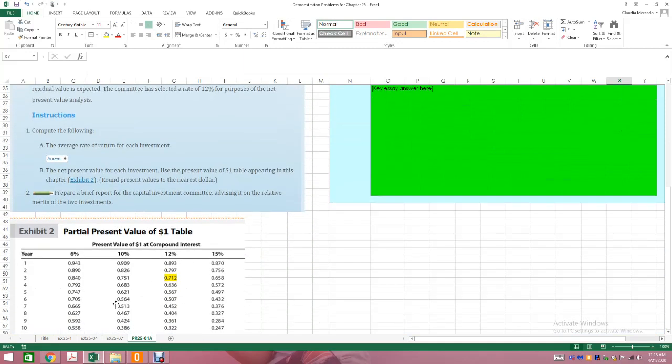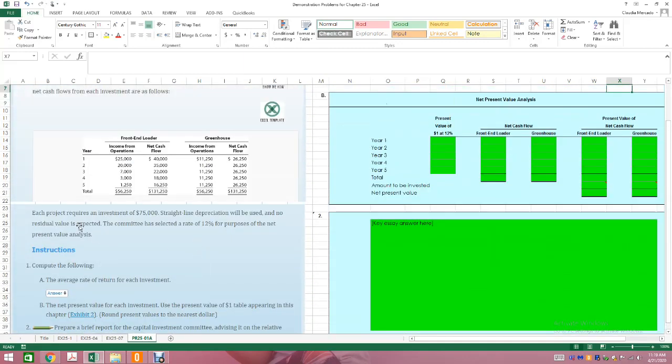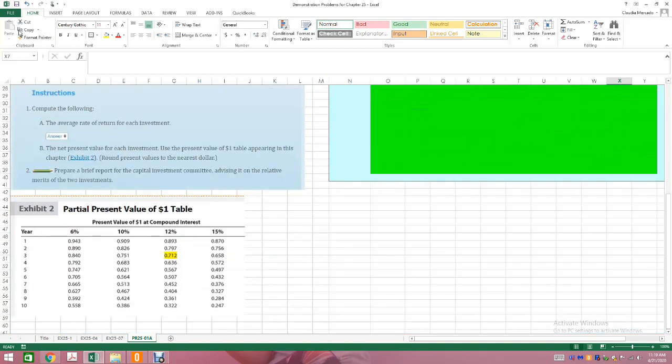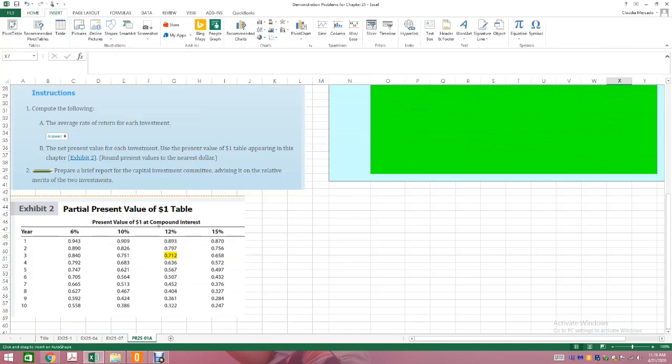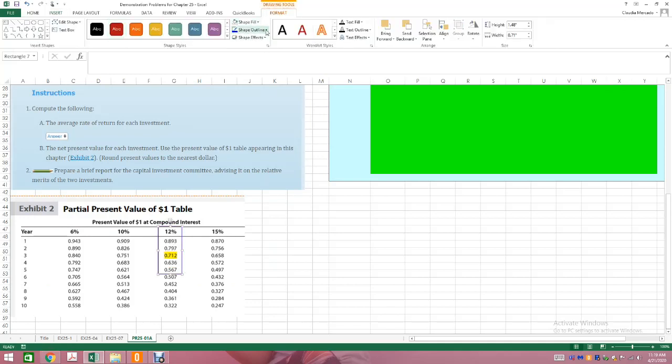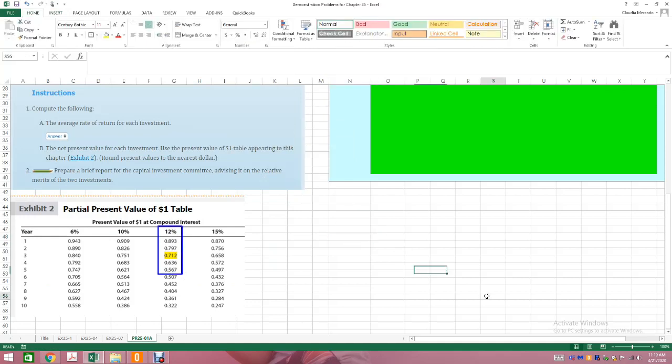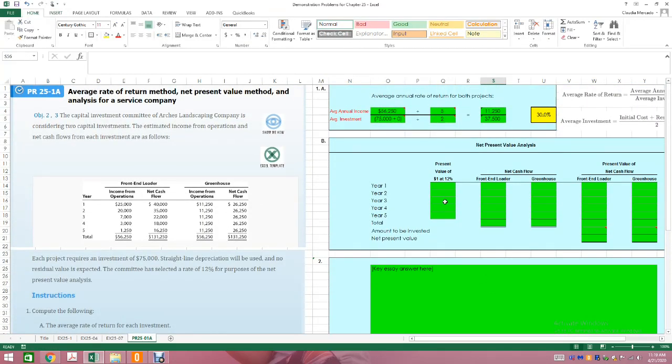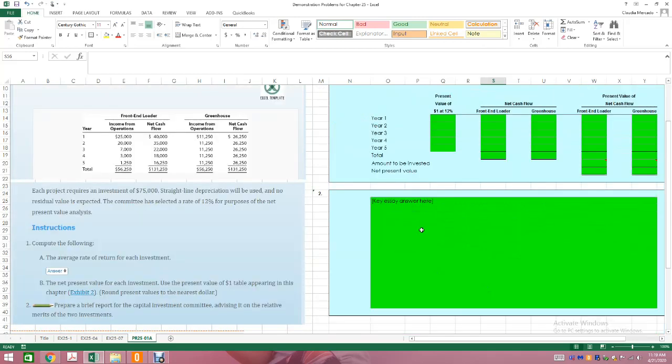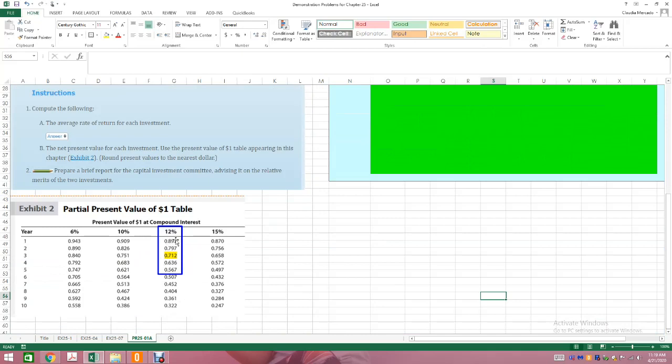And we're going to use these tables. But remember, our rate is 12%, and we're looking at 5 years. So let's look at our table. We're doing 12% and 5 years. So, step number one, I'm going to bring in those rates from down here: 0.893, year one; 0.797, year two; 0.712, year three; 0.636, year four; and 0.567, year five. I'm going to copy that up here.